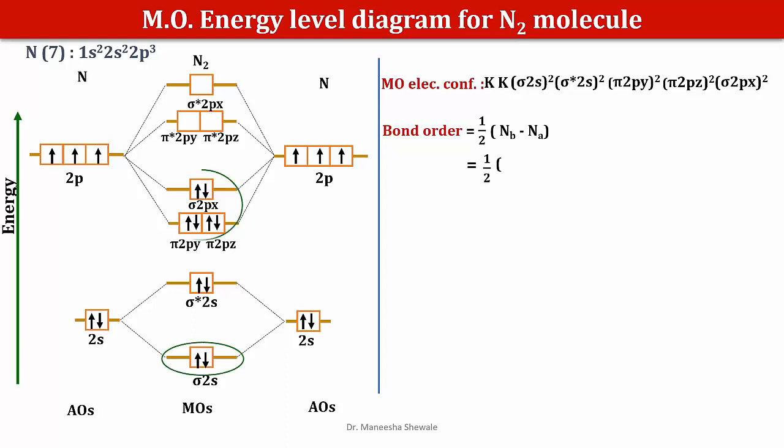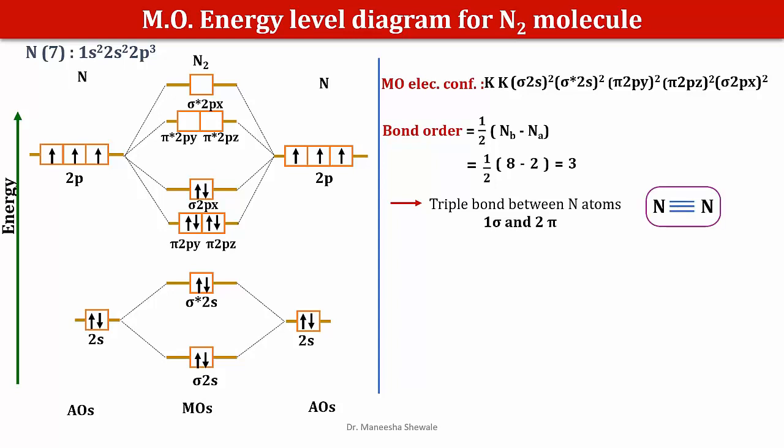The bond order can be calculated. It is half into Nb, which is 8, minus Na is 2. So the bond order is half into 8 minus 2, which is 3. So this shows that there is a triple bond between the two nitrogen atoms. And out of these three, one is a sigma bond and two are pi bonds.